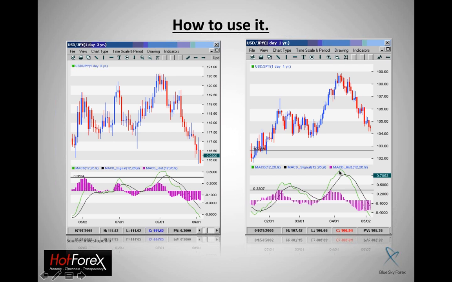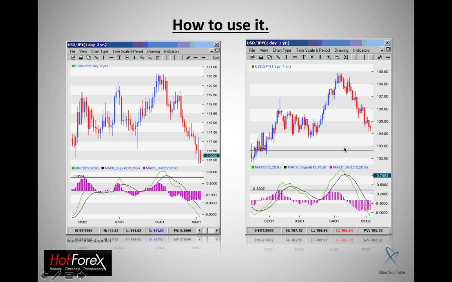And remember, the histogram is simply the difference between the actual MACD, the green line, and the very short period moving average, which is the 9 period exponential moving average, the black line. That's all the MACD is. That's all this purple thing is. Mind you, here it has failed to create a new histogram high, right? However, price has created a new high.